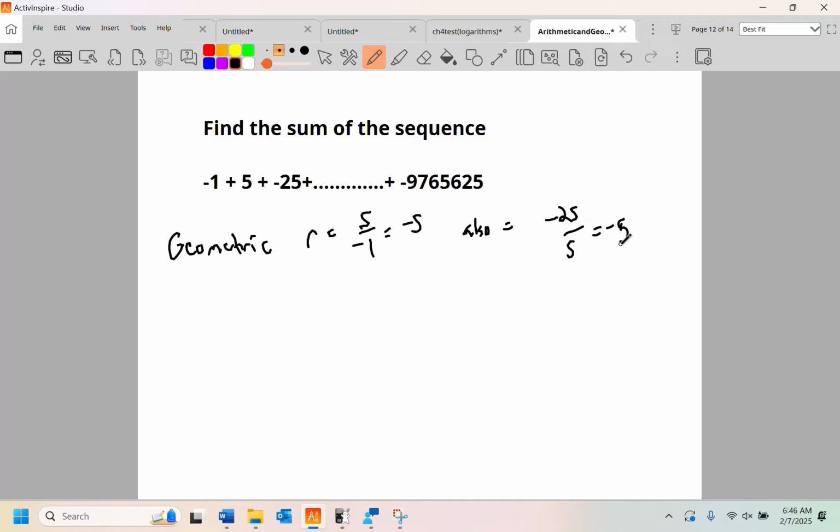The other issue is, how many terms are there? So you're going to need both formulas for geometric. You're going to need this one, and you're also going to need this one, because you are supposed to find the sum.